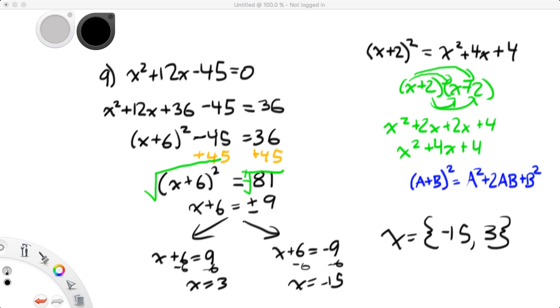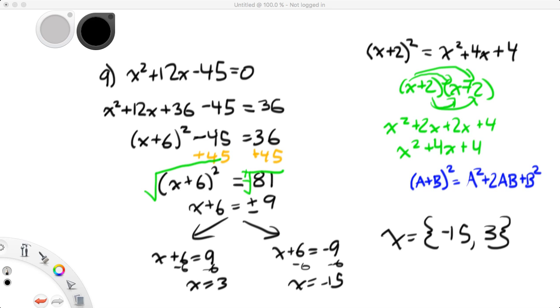But the cool thing about this is now I know that since this is in the form of a squared plus 2ab plus b squared, this is going to become (x plus 6) squared, right? So I've got (x plus 6) squared minus 45 is equal to 36. Now, the whole reason I do this is I want to isolate this on one side so I can take the square root of it and get to my answer.